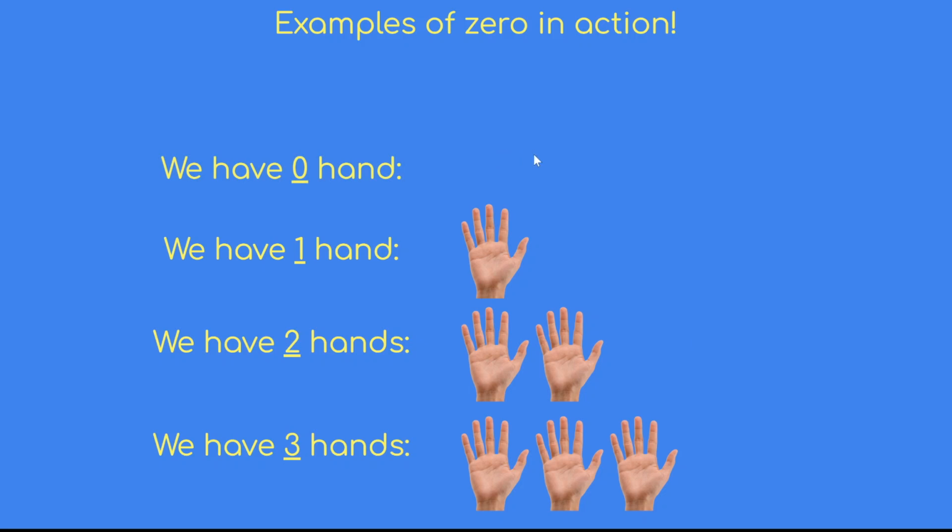So here is a simple question for you. Does 0 apples and 0 hands represent the same amount of things? Do they represent the same thing? That's a nice question to think about.